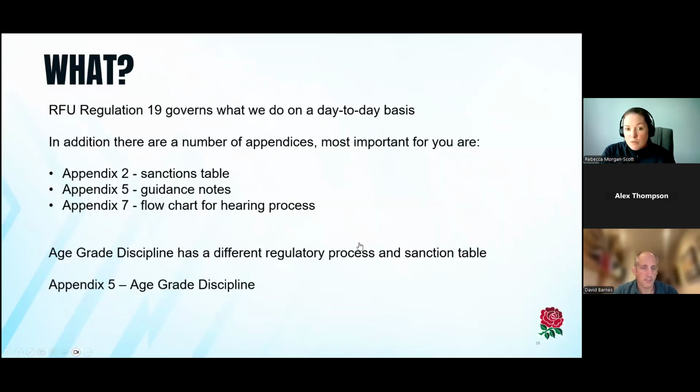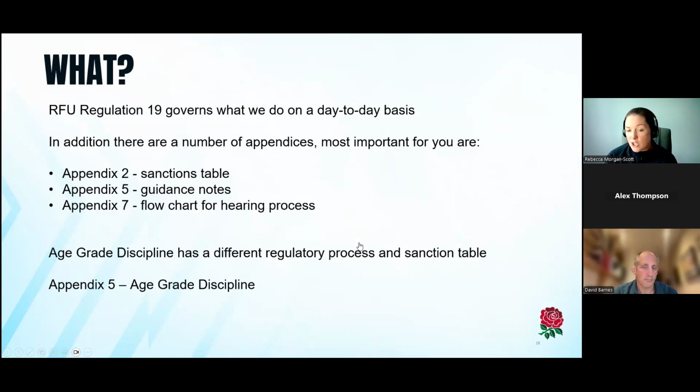So as Dave mentioned, Regulation 19 governs what we do on a day-to-day basis. In addition to Regulation 19 itself, there's a number of appendices. The most important for people who are dealing with discipline would be Appendix 2, which is a sanctions table, and we'll go through that in a moment. Appendix 5, which includes guidance notes, and Appendix 7, which is a really useful flowchart for a hearing process.